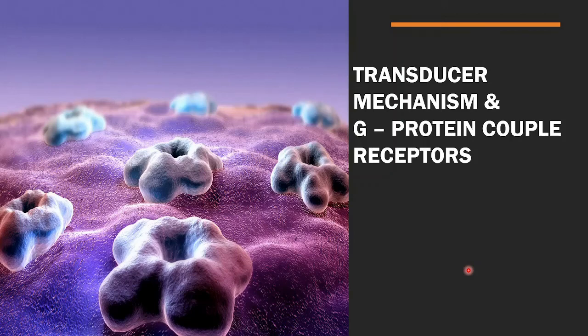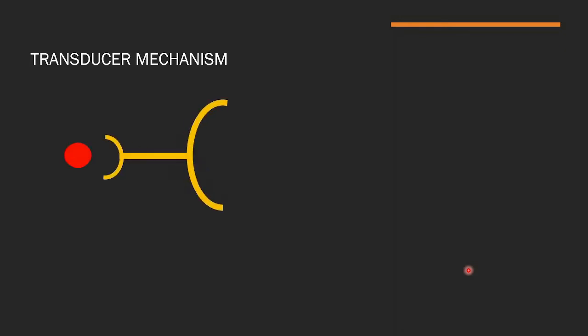So let's get started with today's topic, that is transducer mechanism and G protein coupled receptor. Starting with, what is transducer mechanism or signal transduction? Simply we know that receptors are present on the surface of our cell. So whenever we are taking a drug and this drug is combining with the receptor, it is going to show a response. But the question is, how is it going to show this response? The simple answer to it is through the transmission of the signal.